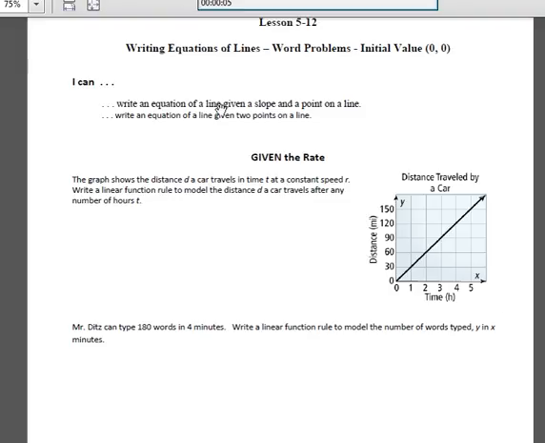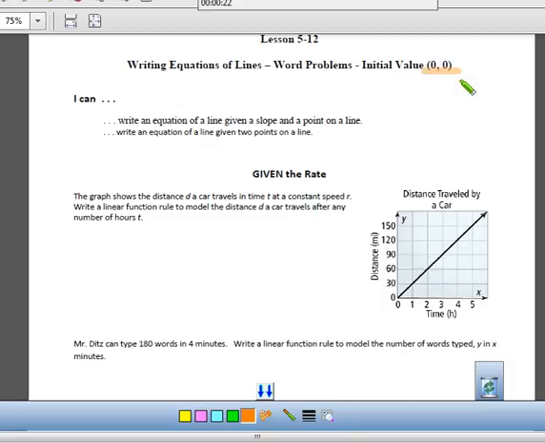This lesson is about writing equations of lines from word problems with an initial value of 0, 0. Remember, we've talked a lot about this value and where it comes from. It's the origin of the grid.